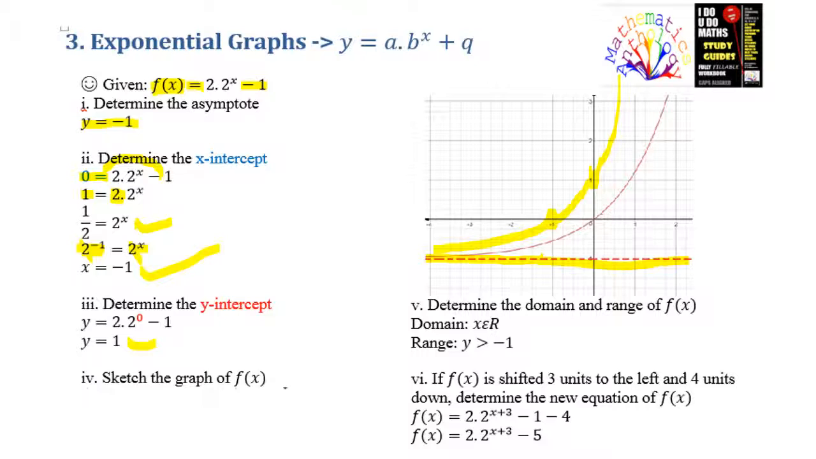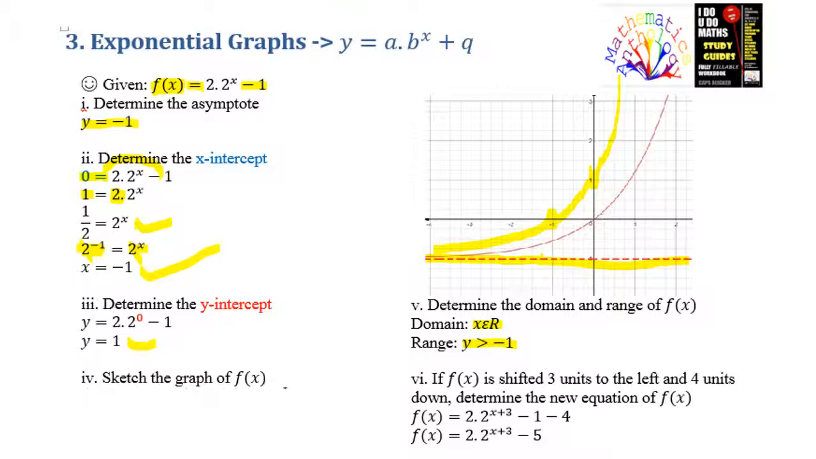The next one, determine the domain and range of f of x. The domain of exponential graph, x is an element of all real numbers. The range, it's going above the asymptote, so y should be greater than negative 1 in this case.